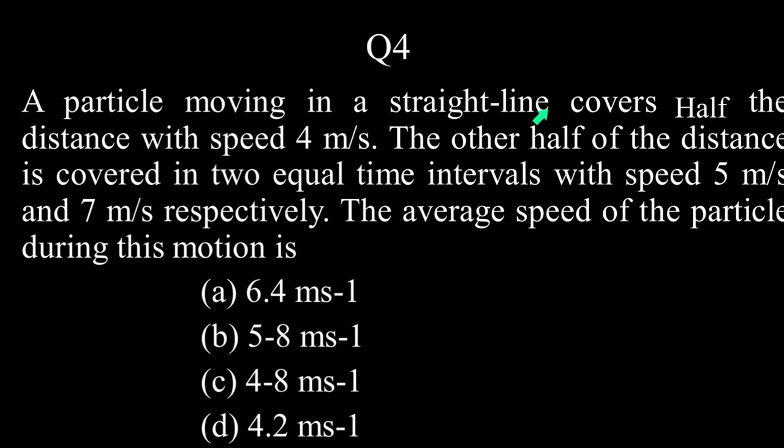A particle moving in a straight line covers half the distance with speed 4 meters per second. The other half of the distance is covered in 2 equal time intervals. Mind you, 2 equal time intervals with speed 5 and 7. The average speed of the particle during this motion is.